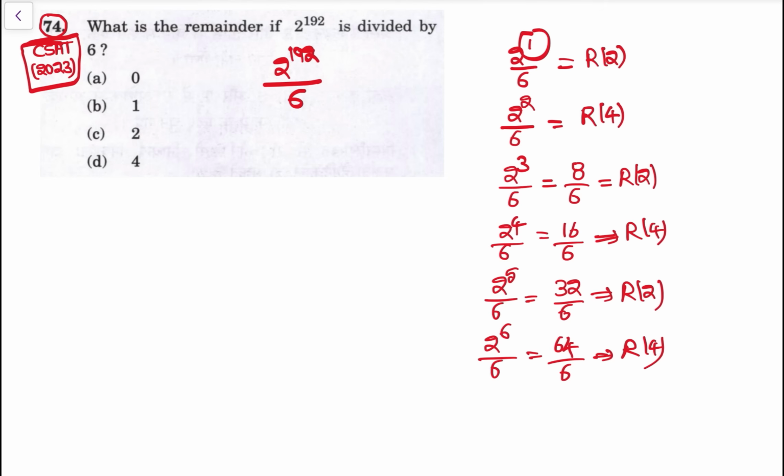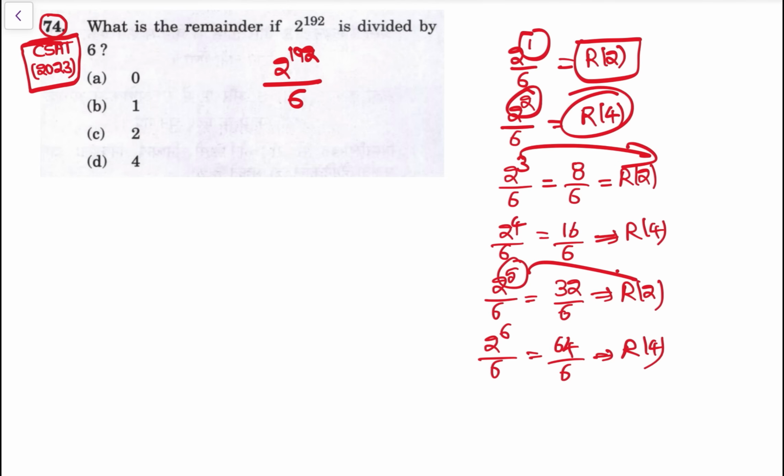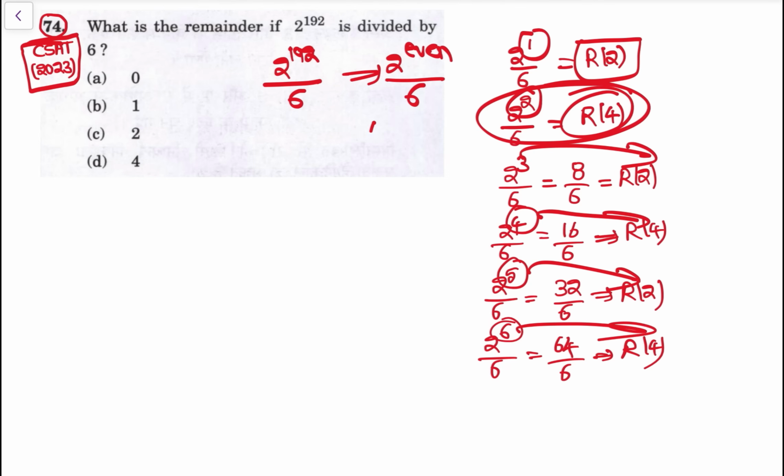When it is odd power, we are getting remainder 2. When it is an even power, remainder 4. See, odd है remainder 2, odd है remainder 2, even है remainder 4, even है remainder 4. So 2 to the power 192 is what? 2 to the power even upon 6. So even है तो we are getting remainder 4. So that is answer D.